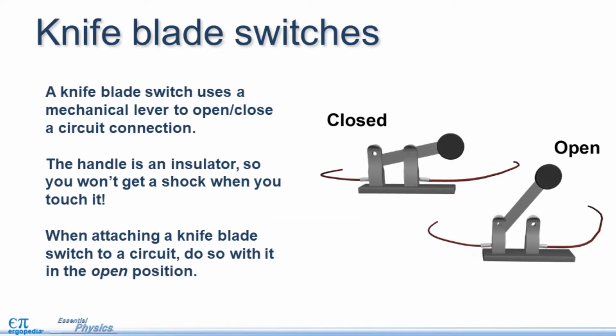A knife blade switch uses a mechanical lever to open and close a circuit connection. The handle is an insulator, so you won't get a shock when you touch it. When attaching a knife blade switch to a circuit, do so with it in the open position.